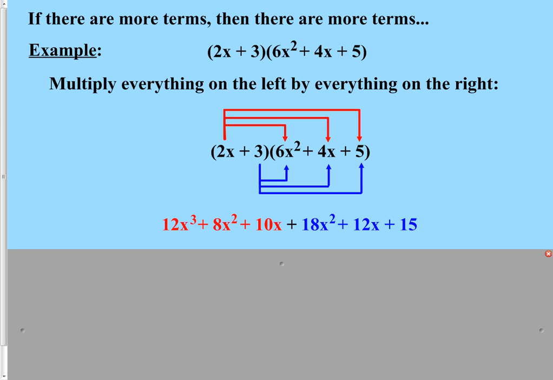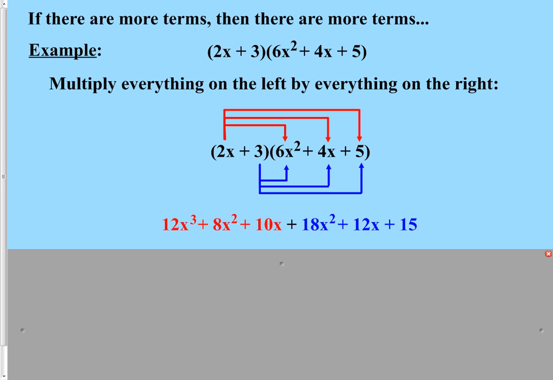Our next term is 8x squared. Any other x squareds to be part of the answer? Yes, there are. We have eight of them that we're looking at, but there's also 18 of them over there in the blue. Okay, so 8 of them and 18 of them. How many is that? That's going to be 26.